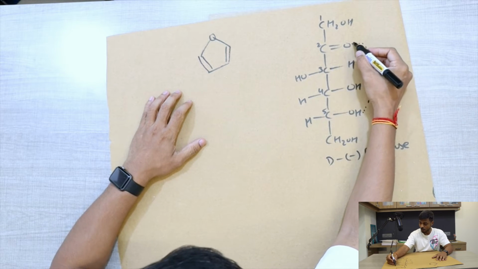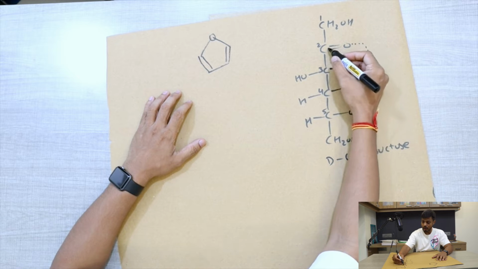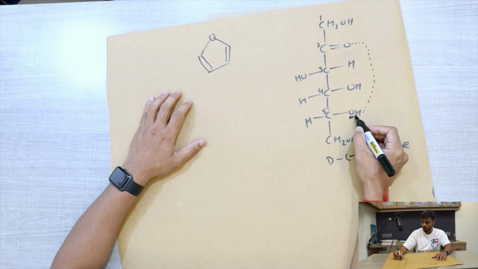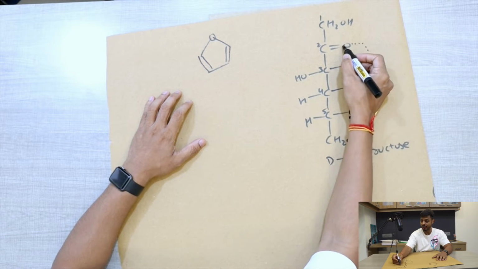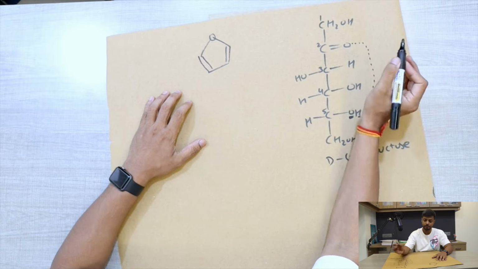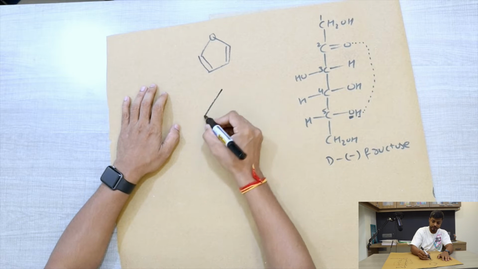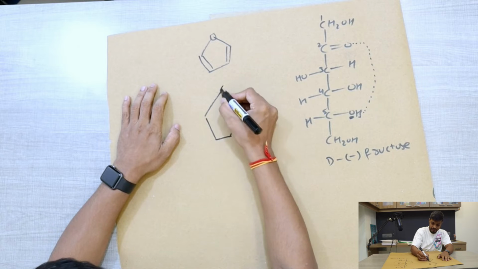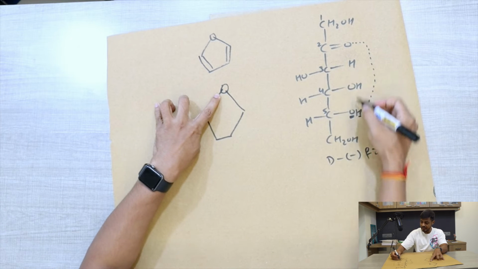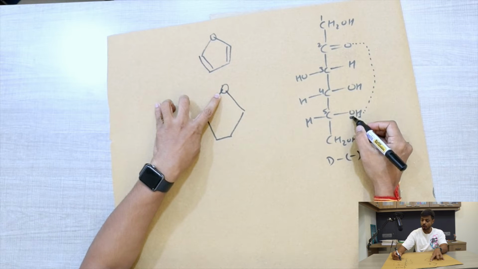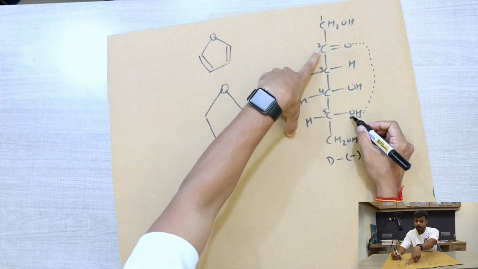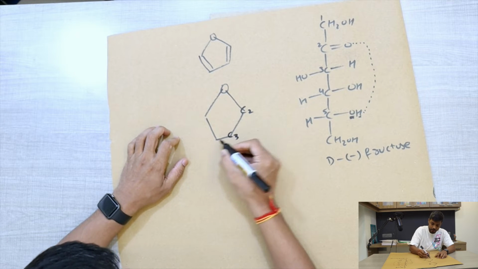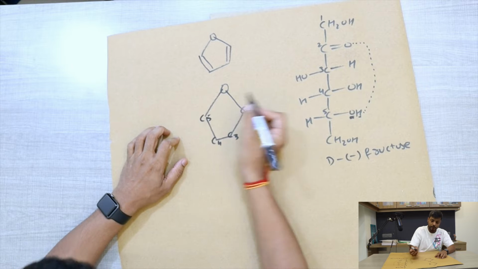See, if it is forming a cyclic chain, carbon number 2 is connected to carbon number 5 via this oxygen, because this hydrogen will go over here and become OH group. Okay, so I'll draw the structure like this. Let's say this is our oxygen. This oxygen is connected to carbon number 5 and carbon number 2. So I'll draw carbon number 2 over here, carbon number 3, carbon number 4 and carbon number 5.